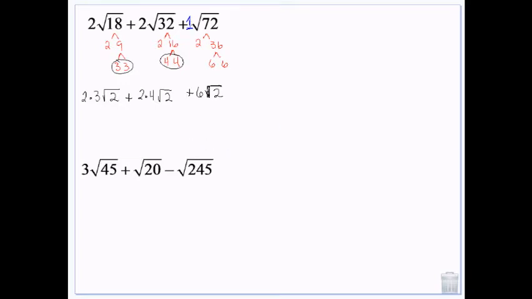So I have 6 times the square root of 2 plus 8 times the square root of 2 plus 6 times the square root of 2, and that gives me 20 times the square root of 2.